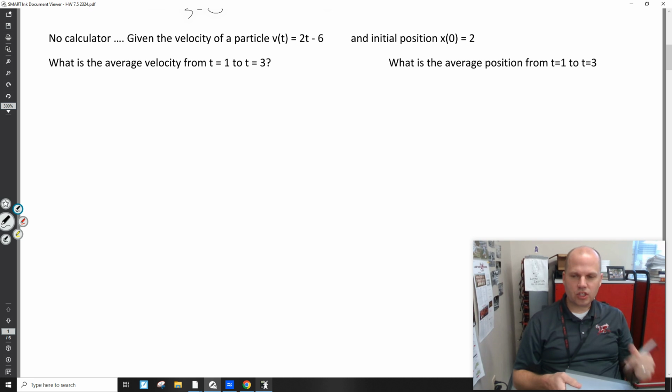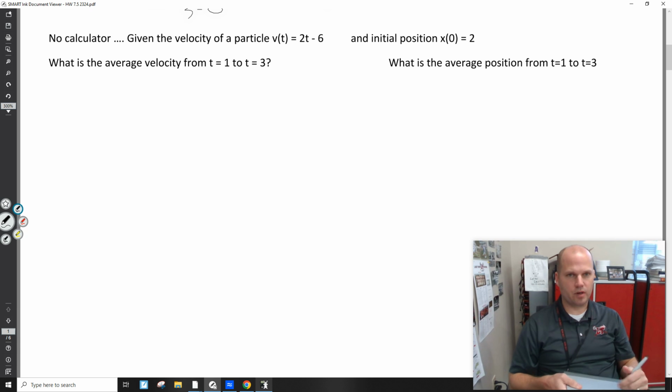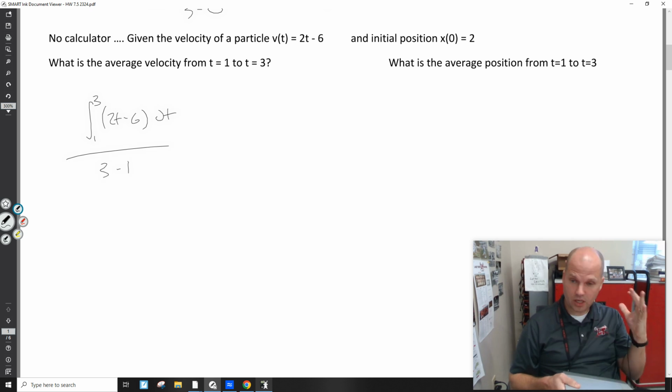So let's just not worry about the average rate of change. Rather, think about an average of something being an accumulation of something over your interval. So if I want to find the average velocity from 1 to 3, I'm going to try to accumulate my velocity from 1 to 3. Okay? Now, here's the key, guys. If you don't have a calculator and you want to accumulate, you have to use an antiderivative.